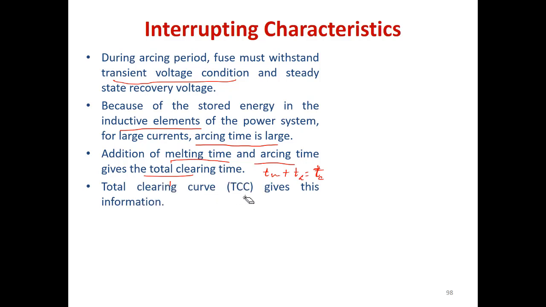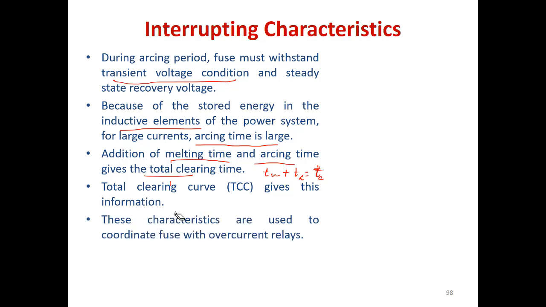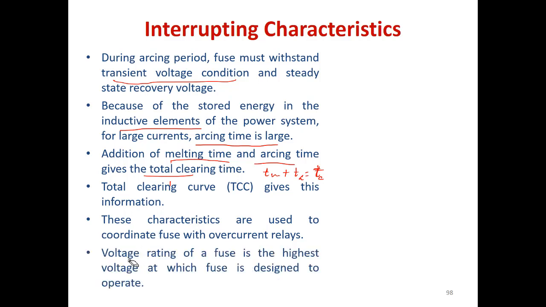So the total clearing curve, TCC, gives this information. So we can see the characteristics. These characteristics are used to coordinate a fuse with an overcurrent relay. To coordinate the fuse with an overcurrent relay, this total clearing curve is very, very important. It plays a very important role for this.